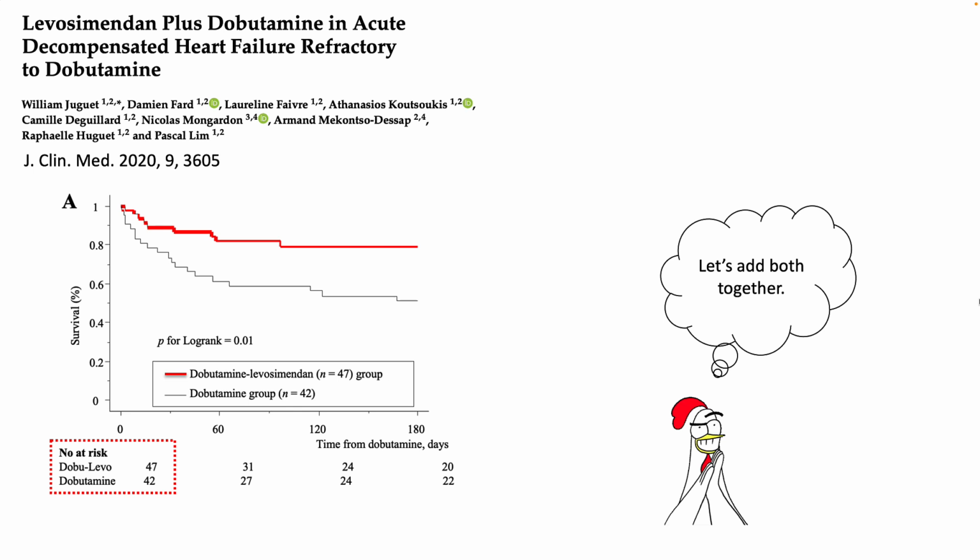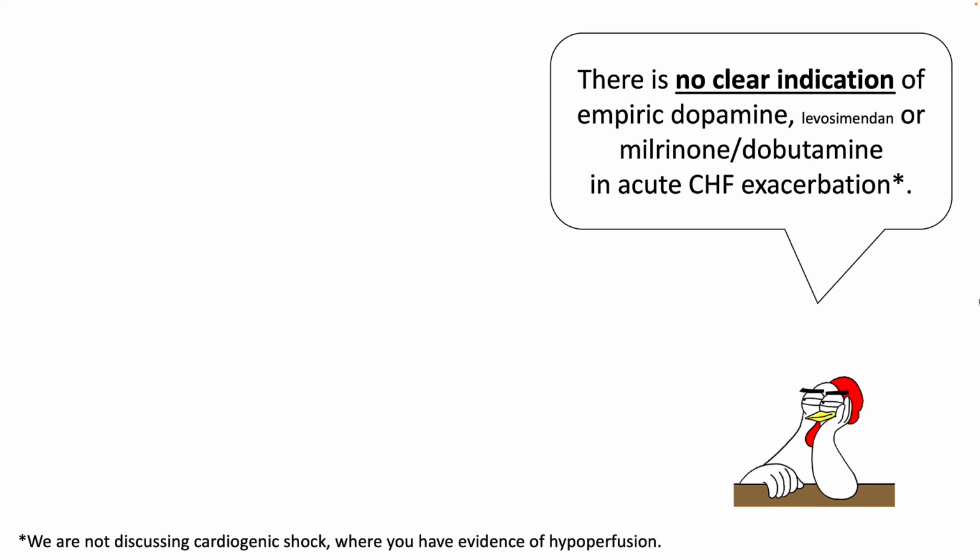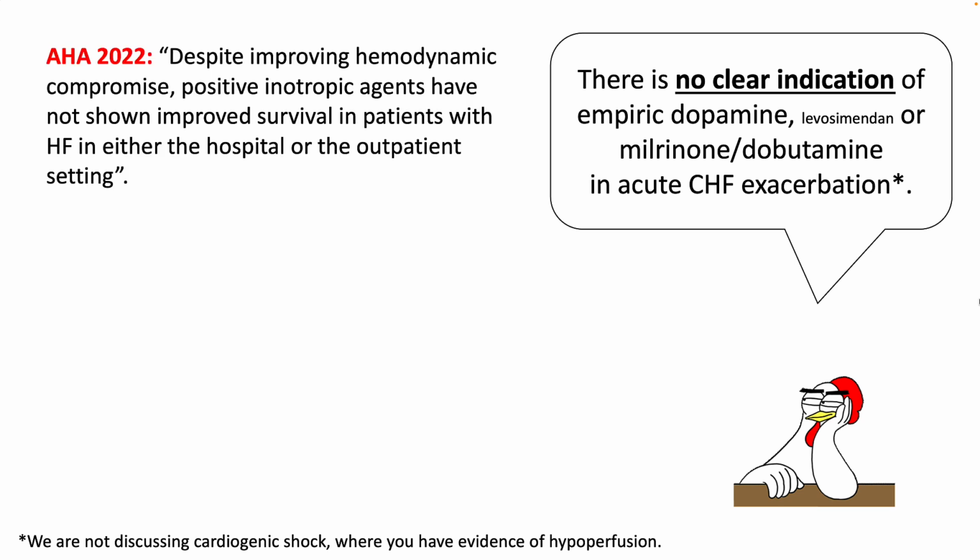More recently, levosimendan has been used along with dobutamine to see its effect on acute congestive heart failure. However, these studies are small and more data needs to be collected. At this time, there is no clear indication of empiric dopamine, levosimendan, milrinone, or dobutamine in acute congestive heart failure.